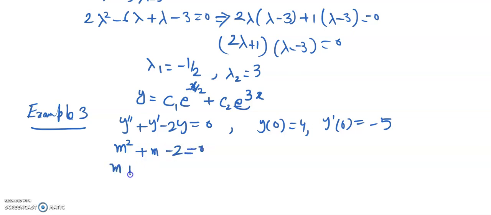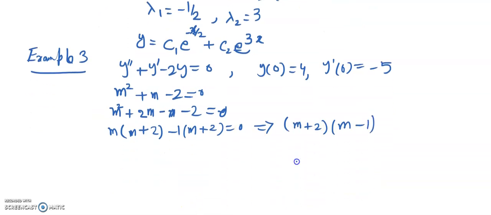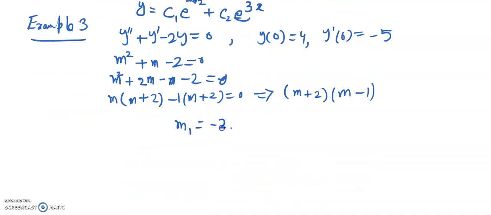So this I can factorize like this: plus 3m minus m, plus 2m minus m is plus m, so it should be plus 2 over here. So m square, so m is common, m plus 2 minus 1 into m plus 2 is equal to 0. So it is m plus 2 as common, m minus 1. In this case the values of m are m1 is equal to minus 2, m2 is equal to plus 1, and the general solution will be C1 e power minus 2x plus c2 e power x.